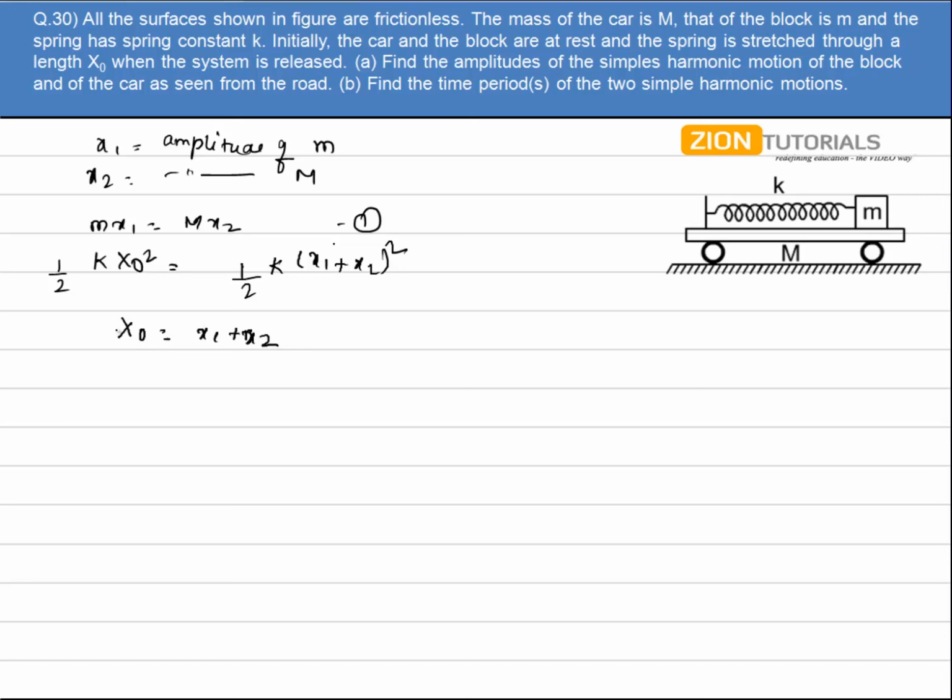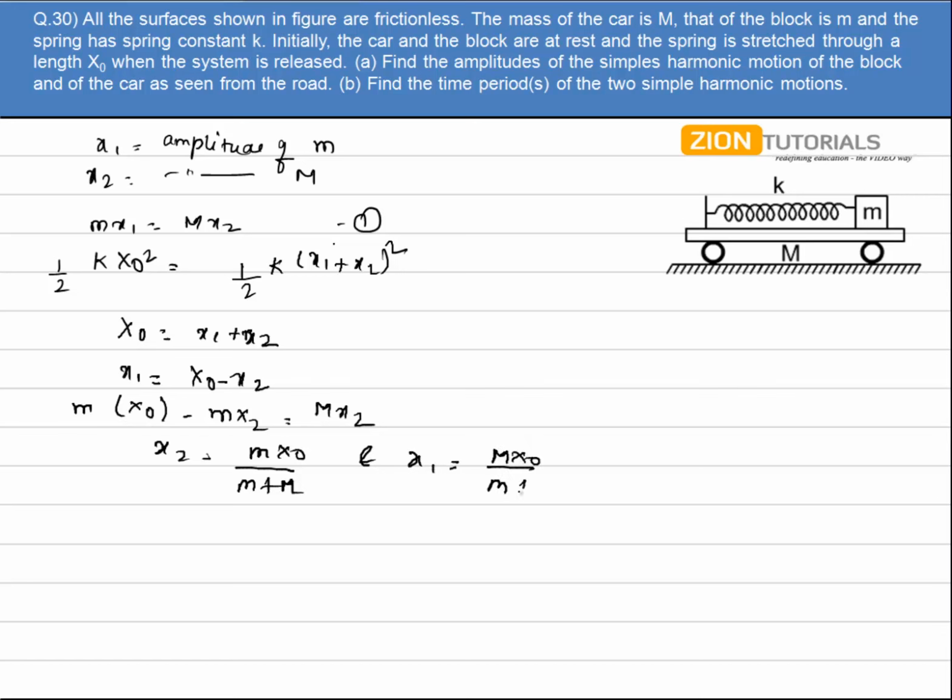Fine. So just substitute the value of x1, that is x0 minus x2, into the first equation. I get small m x0 minus small m x2 is equal to capital M x2. So the value of x2 comes out to be m x0 by (small m plus capital M), and similarly the value of x1 comes out to be capital M x0 by (small m plus capital M). Now this is my answer for the first part.